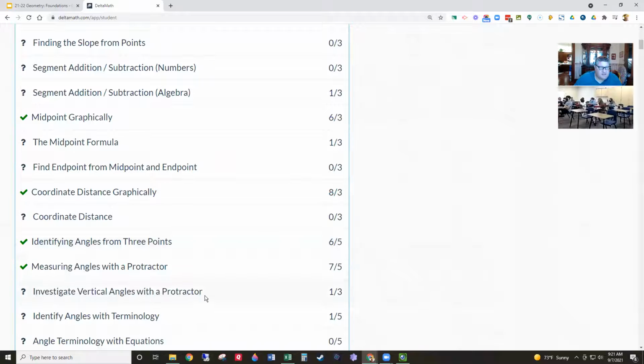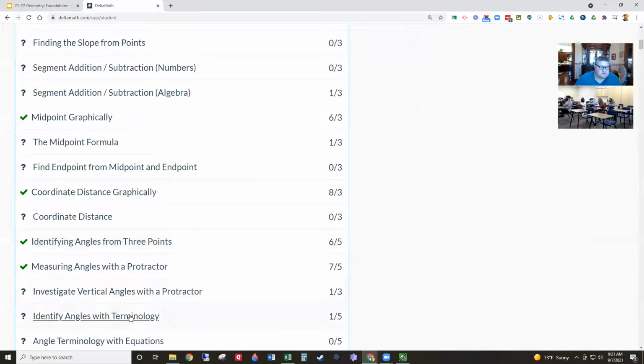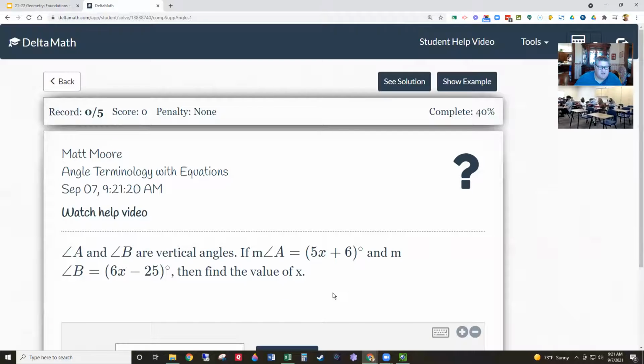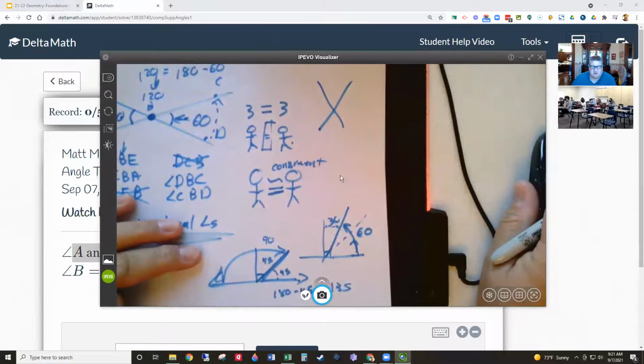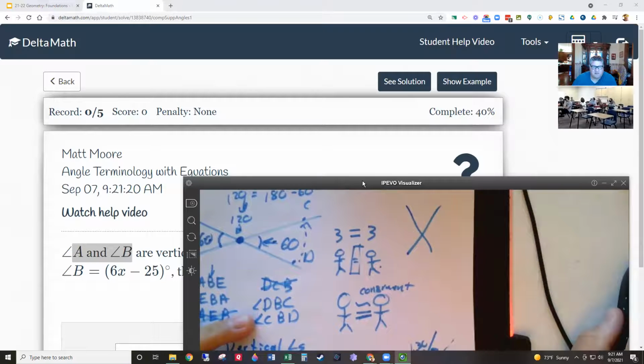All right. And I believe there's a third one we need to do. Yes. Angle terminology with equations. Here we go. What does it say about angle A and B? What does it say they are? Vertical. So angles are vertical. Is this a picture of vertical angles right here? Yeah, those are vertical angles.